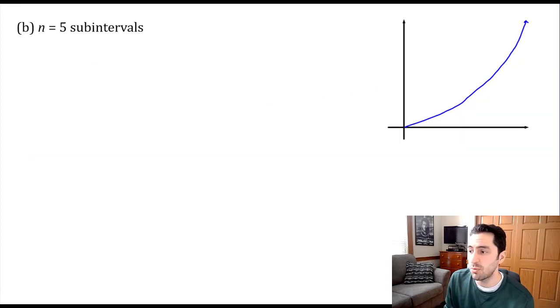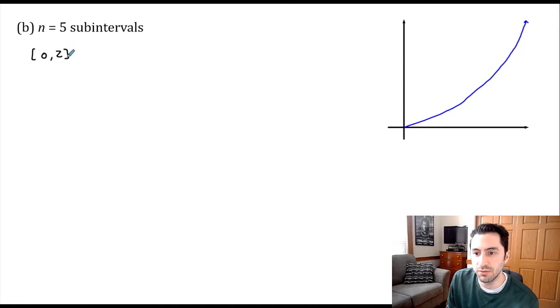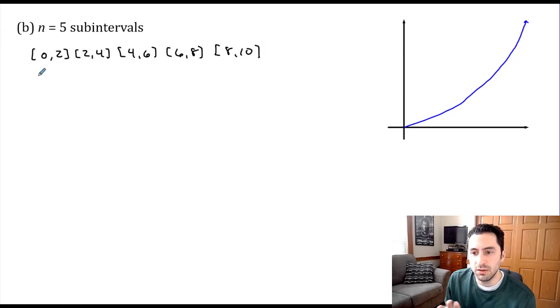We're going to go through the same process, but now we're using more subintervals. In this case, we're going to take our 0 to 10 and split it up into 5 pieces. So we have the interval from 0 to 2, 2 to 4, 4 to 6, 6 to 8, and our last subinterval is from 8 to 10. And as we said in the last one, in each of these subintervals there's going to be a rectangle.